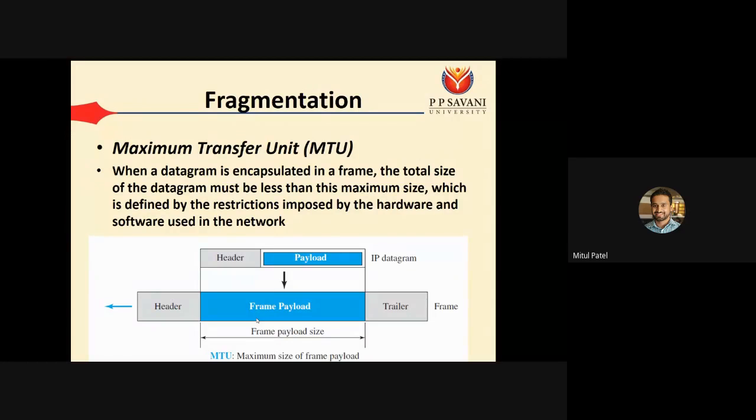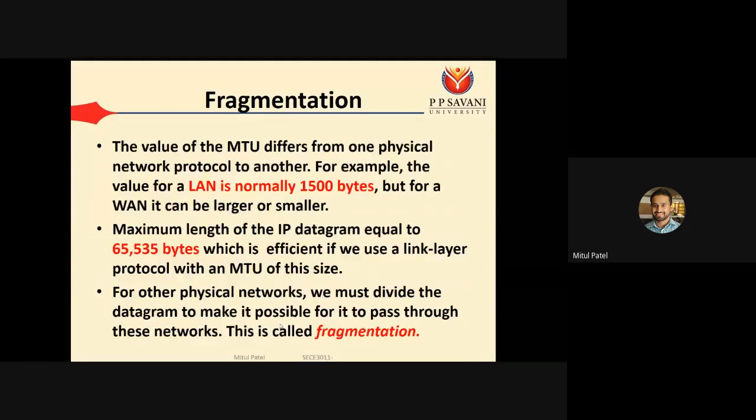5 LANs, so for each LAN, the size of this frame payload can be 1500 bytes. But when your data is passing through the combination of LAN and WAN, it is possible that the frame payload is also going to be different. So for example, LAN માટે 1500 bytes છે, so it is possible that for WAN it can be larger or smaller. So what they have done is that the maximum length of the IP datagram should be equal to 65535 bytes. Fixed.